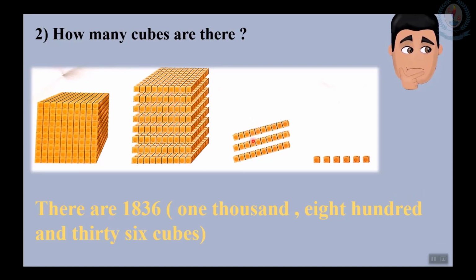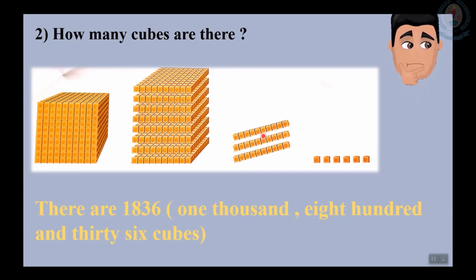Then we'll go to the third part. Here how many cubes are there? In this one set there are 1, 2, 3, 4, 5, 6, 7, 8, 9, 10. 10 cubes are there, right? In each set we have 10 cubes, but here we have 3 sets. That means altogether 30 cubes are there. Here we have 30. Then here we have 1, 2, 3, 4, 5, 6 cubes, right?